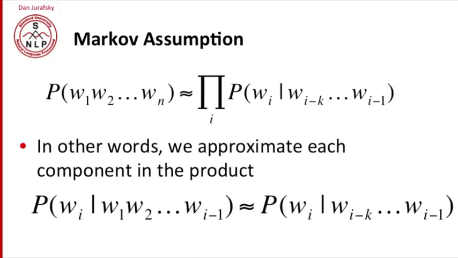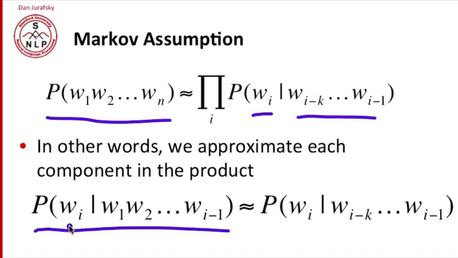More formally, the Markov assumption says the probability of a sequence of words is the product for each word of the conditional probability of that word given some prefix of the last few words. So in other words, in the chain rule product of all the probabilities we're multiplying together, we estimate the probability of w_i given the entire prefix from 1 to i minus 1 by a simpler to compute probability, w_i given just the last few words.